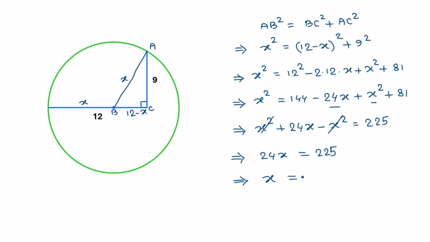So x is equal to 225 divided by 24, and we will get the value of x is equal to 9.375, and this is the radius of this circle.